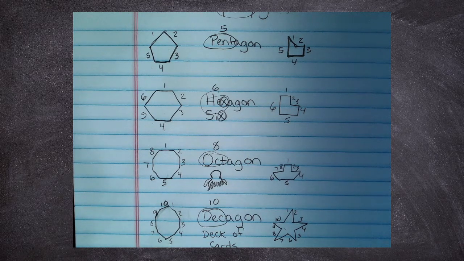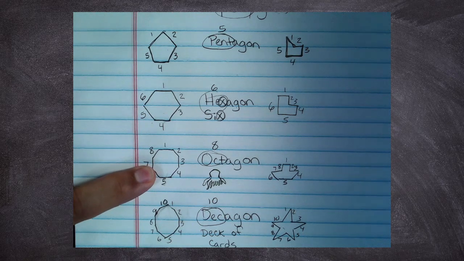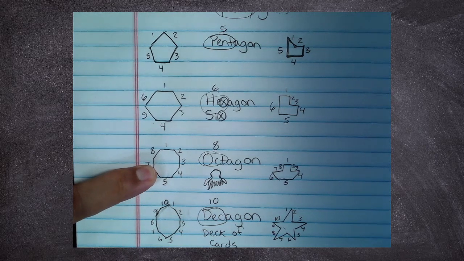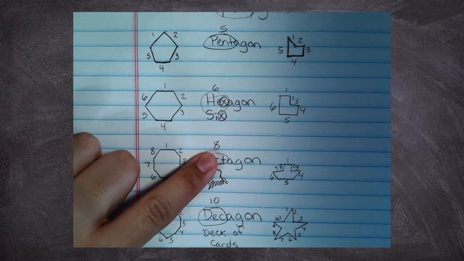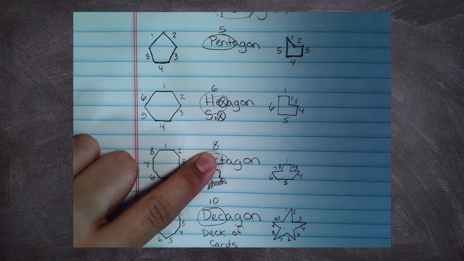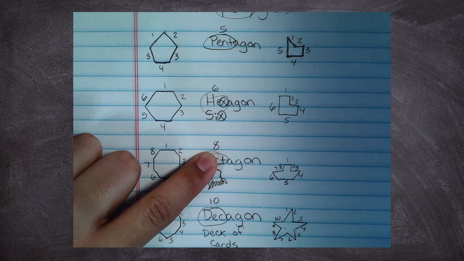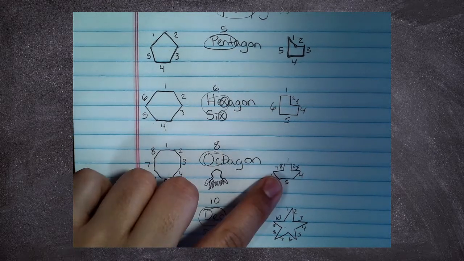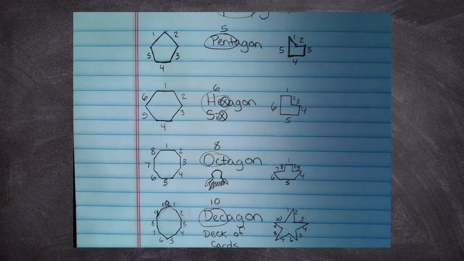People sometimes get confused, or they think if it's an octagon, it has to look like this. No, that's not true. If it's an octagon, the only thing that has to be true is that it has the right number of sides. It has to have 8 sides, and it can't have any openings. So this little boat shape is still an octagon because it has 8 sides. There are no openings.